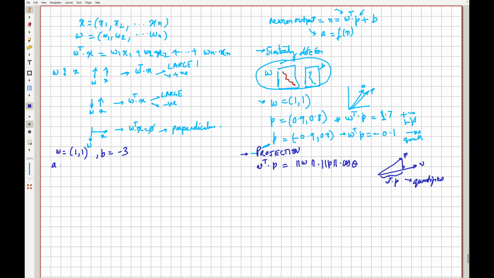Now if we calculate the A, let's look at just the sign of the value we get for this linear combination, which is W transpose P plus B. In this example the weights are 1, 1, so we say sign of the vector 1 1 times the inputs x1 x2, and we add the bias term, which is -3.